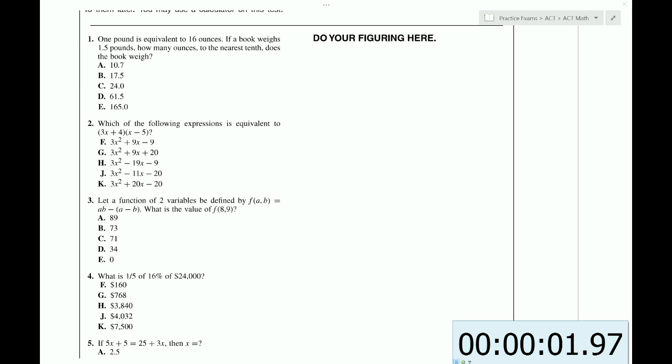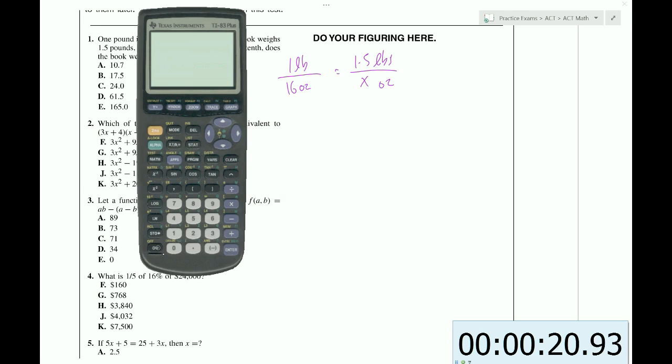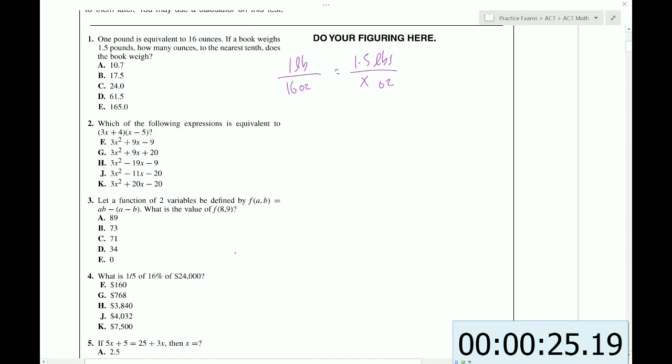1 pound is equivalent to 16 ounces. All right, 1 pound, 16 ounces. If a book weighs 1.5 pounds, how many ounces does it weigh? Okay, so basically we need to cross multiply. X equals the product of those. So we'll grab a calculator. 16 times 1.5, which gives us 24.